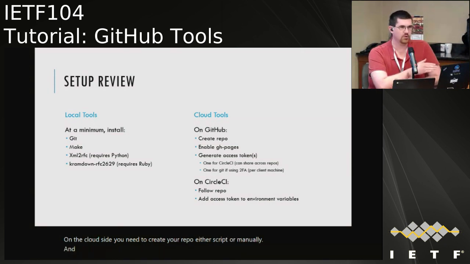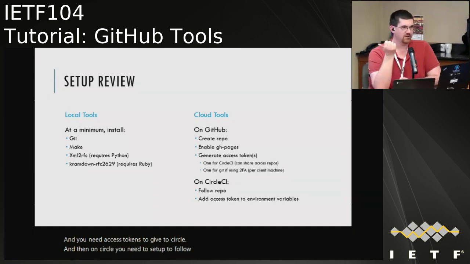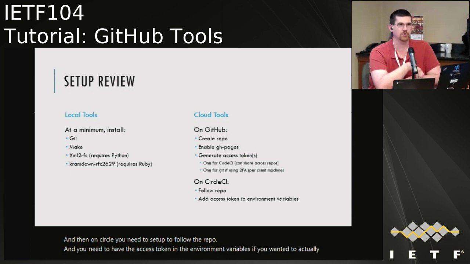you need access tokens to give to Circle. And then on Circle, you need to set it up to follow the repo, and you need to have the access token in the environment variables if you want it to actually populate back to the repo on your behalf.